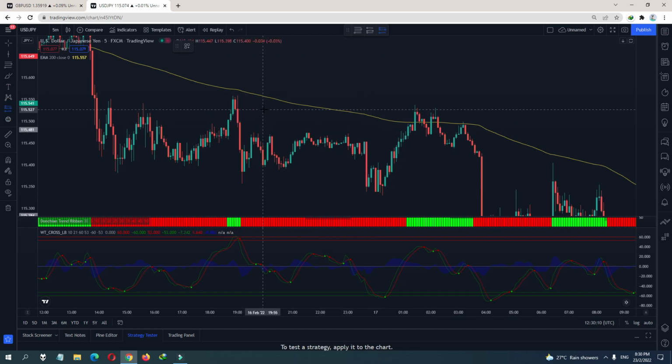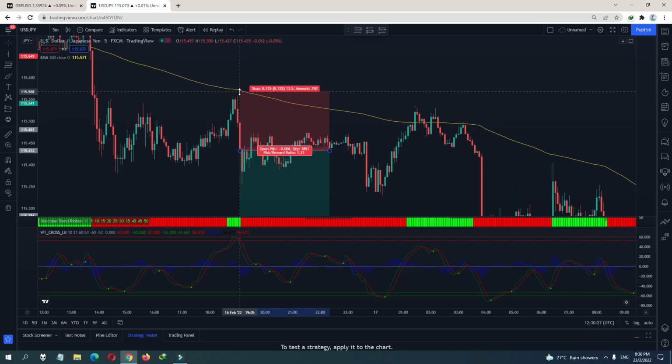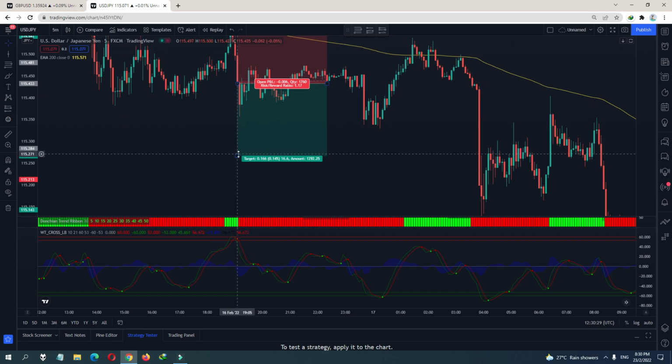So for sell, it's the opposite. The price has to be below the 200 EMA. The Donchian has to be green, and you have this wave trend cross down, the red dot, and it must be above the zero line. So here is our sell, and stop loss is right there. So you can target 1 to 2 or whatever.